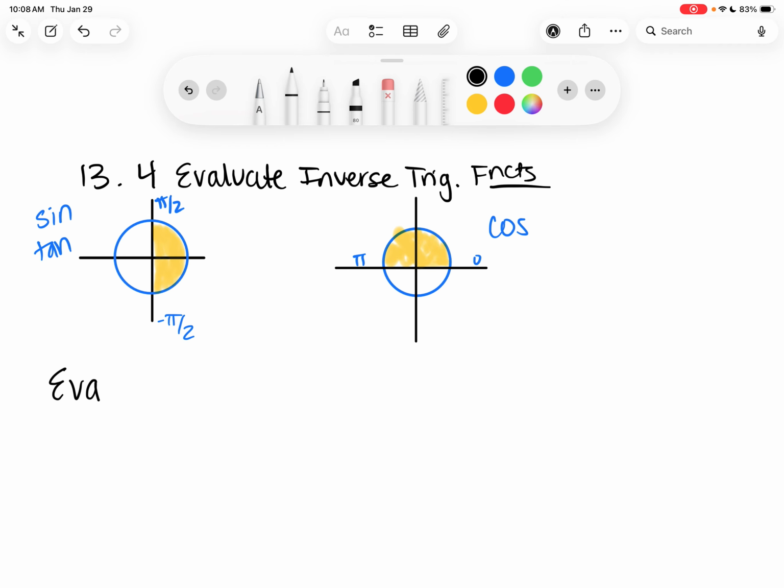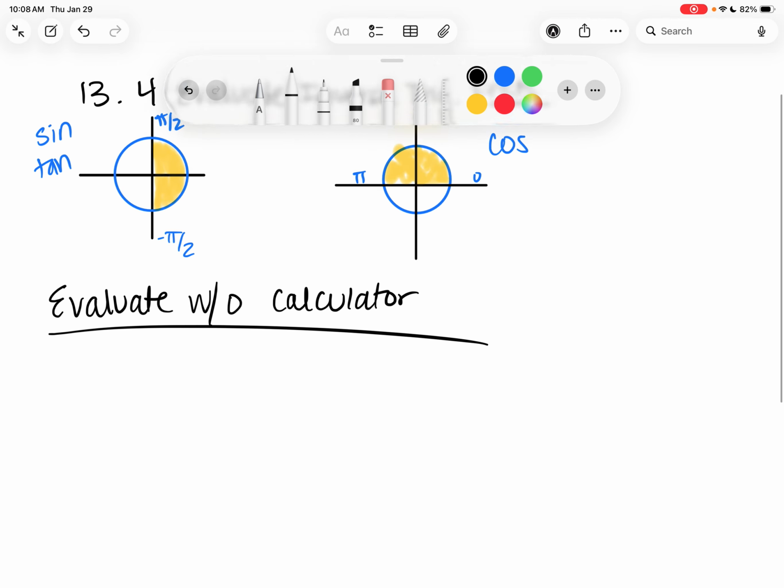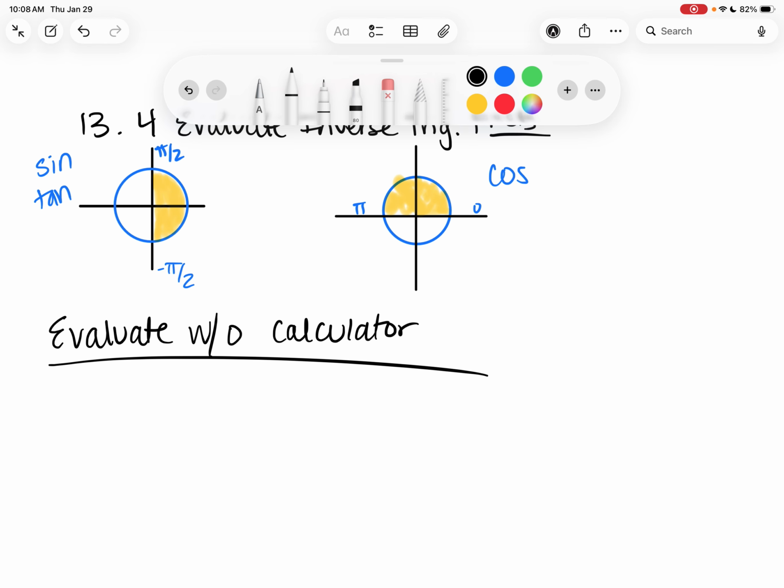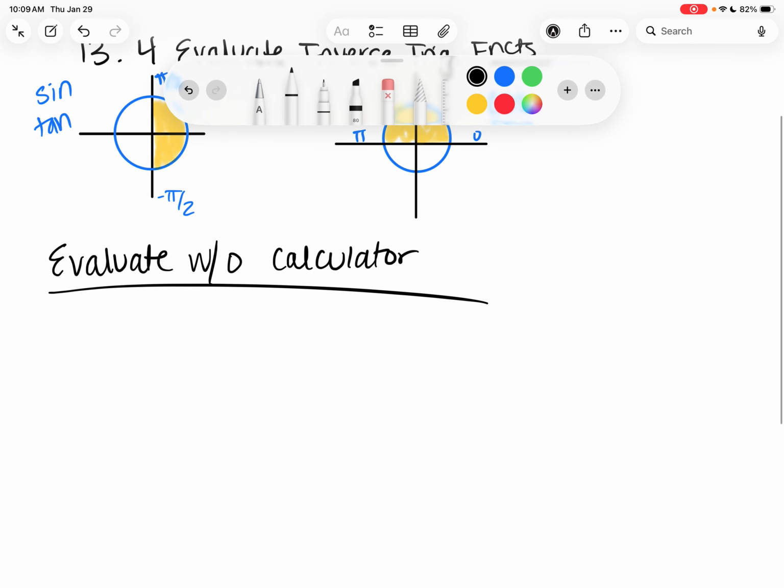All right, the first ones are to evaluate without the calculator, which means using your unit circle. Wait, so on the tests and stuff, are we going to be able to use the unit circle? So for all of chapter 13, you'll fill one out, turn it in, I'll give it to you, and it'll be extra credit. For chapter 14, for the sake of time, you'll just be given one, because by then you should know it. If you don't know it by then, that's a problem. I've never had that happen, but just saying.